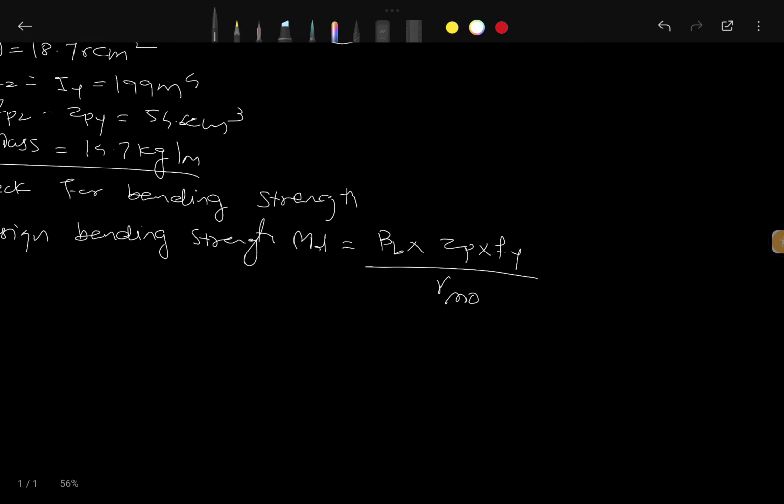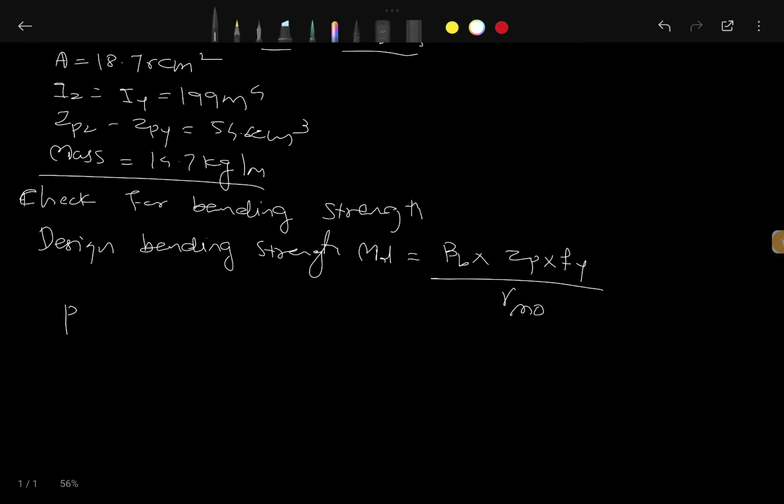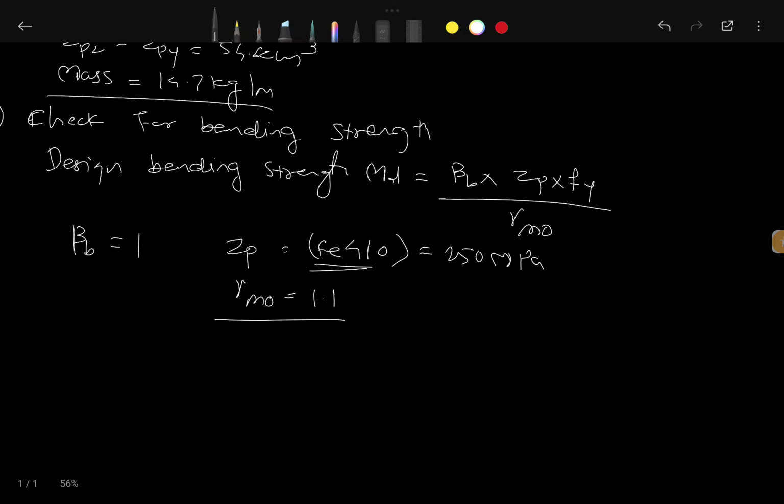If we see for plastic section, beta B is equal to 1 for plastic section, Zp is equal to the value given, and Fy, if we use the hot roll section, Fy is equal to yield stress of steel. Fe410 we use, the Fy will come 250 MPa. Okay. Gamma M0, partial safety factor of material, is equal to 1.1 for member design.